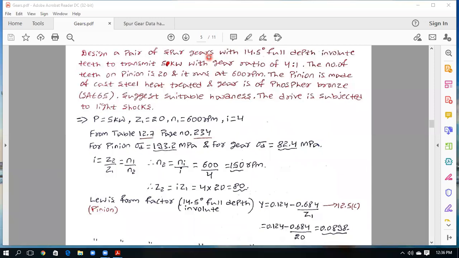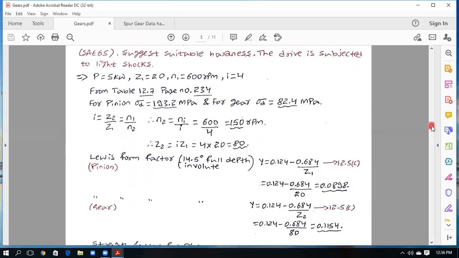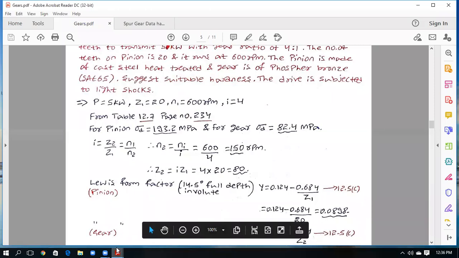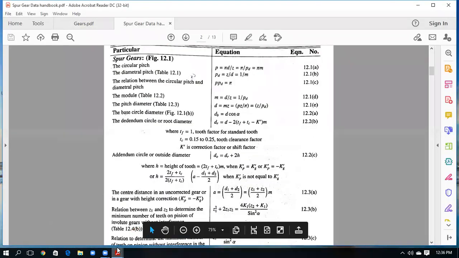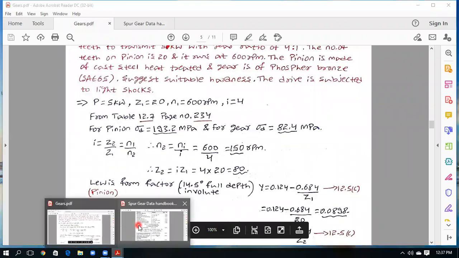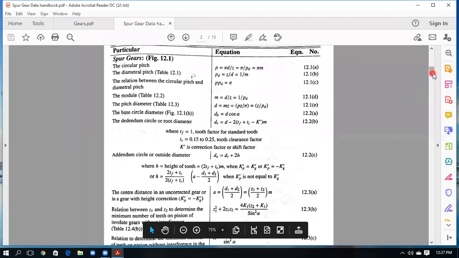We have already noted down the given data. Next, he has given the materials. The material for the pinion is cast steel heat treated, and for the gear it is phosphor bronze. From the data handbook, page number 234, table number 12.4, you will get those values. I will show you. If you are carrying the data handbook, please open page number 234.